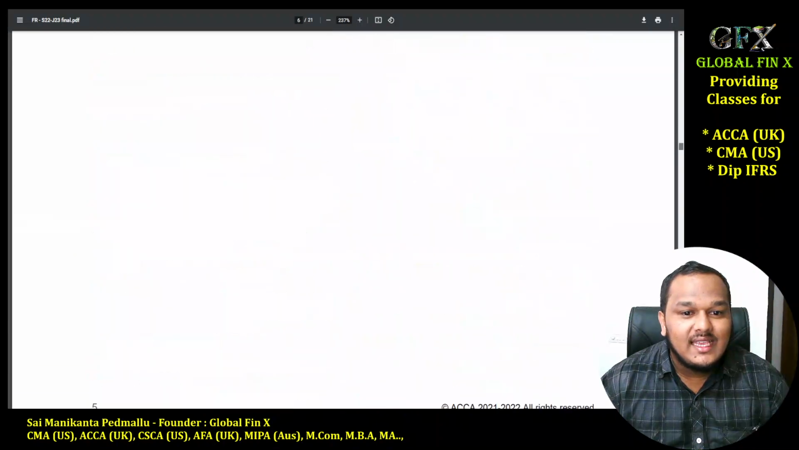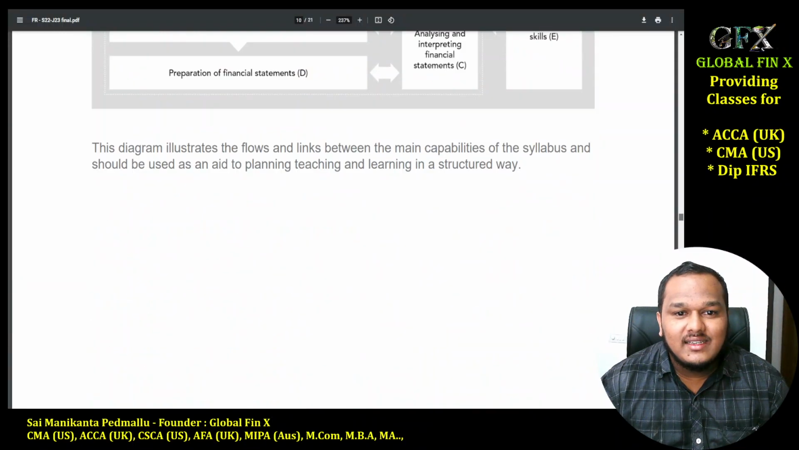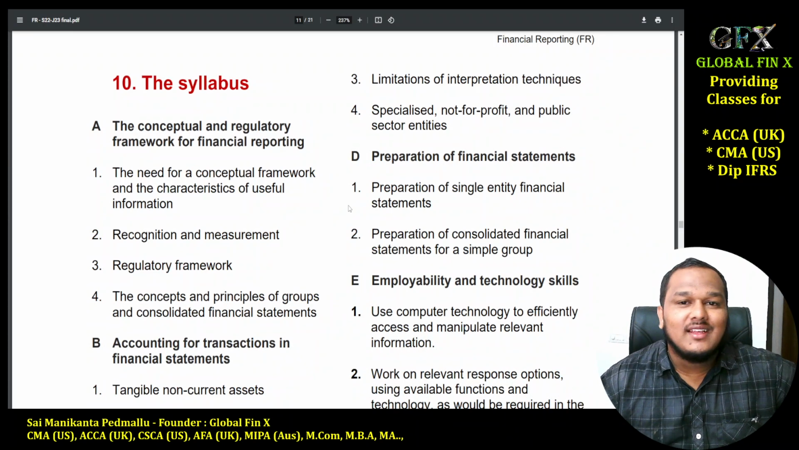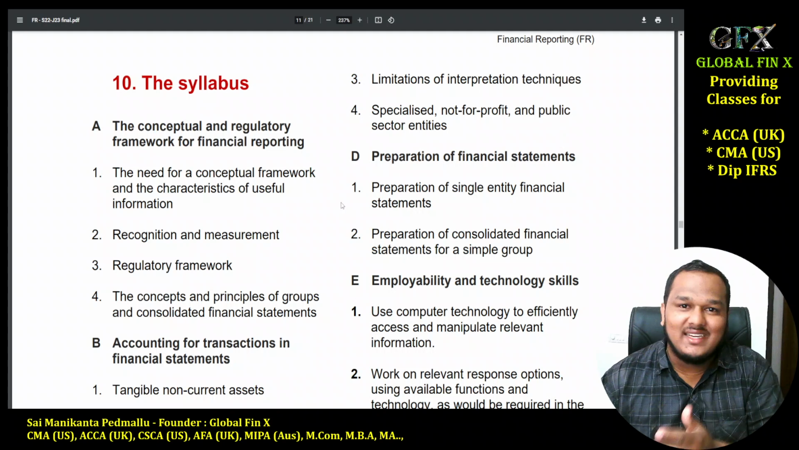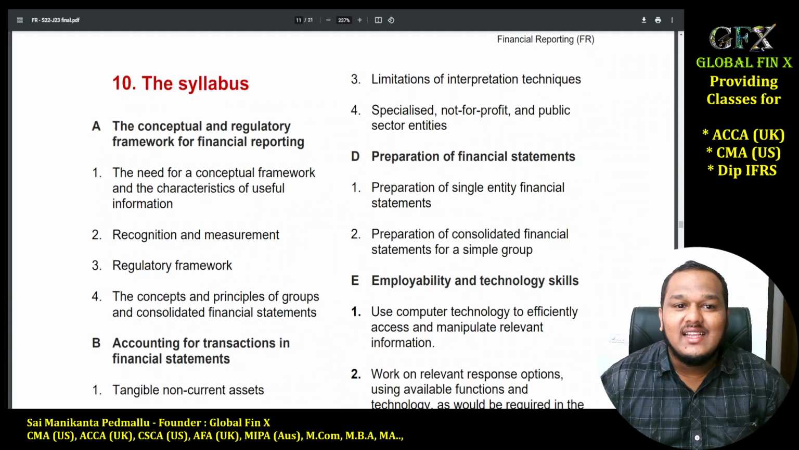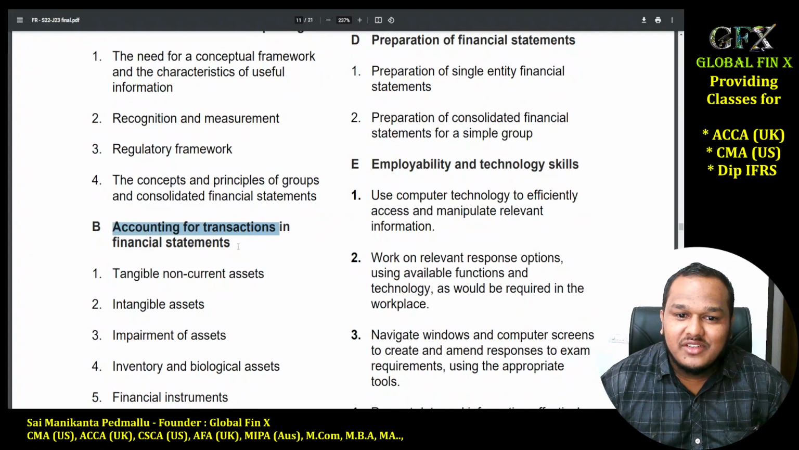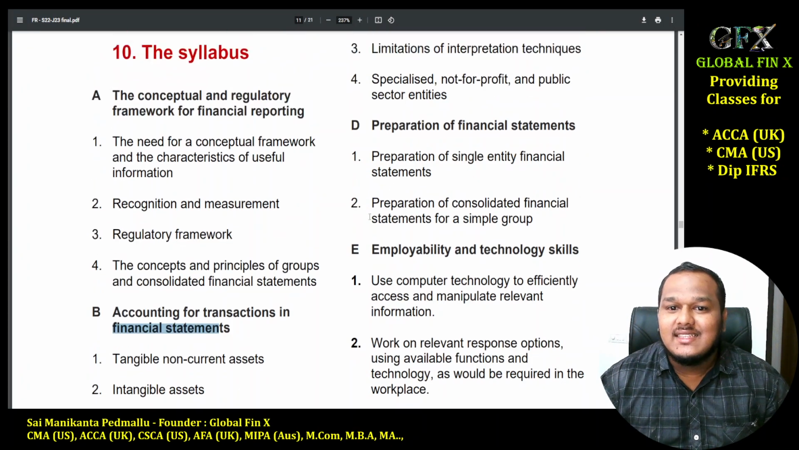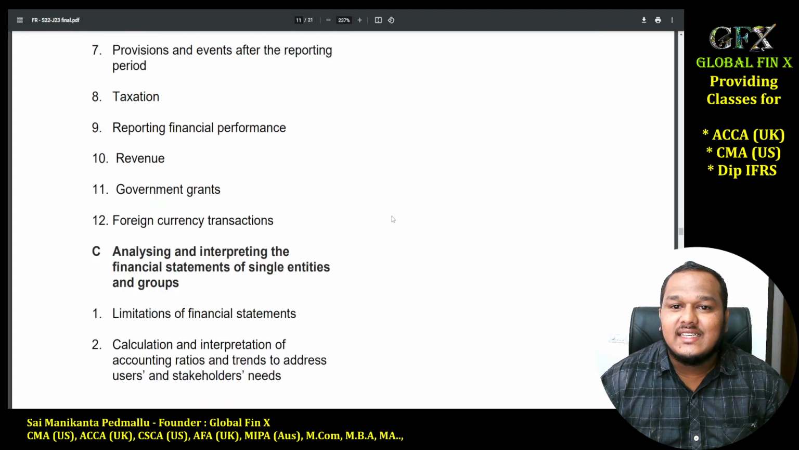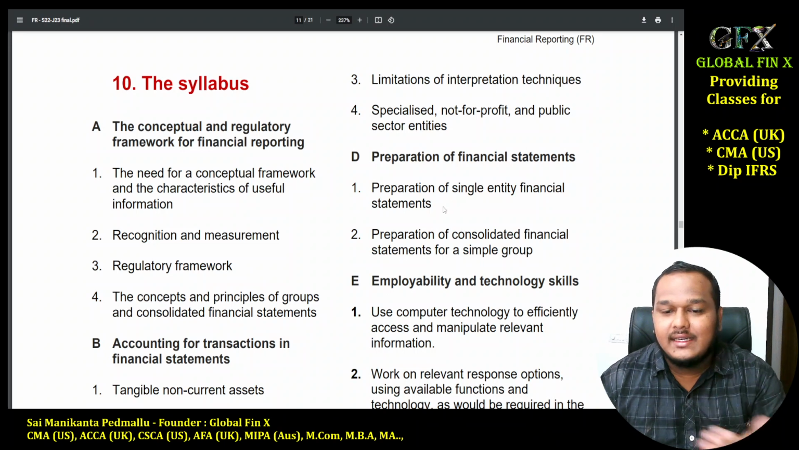If you see the ACCA syllabus of FR, they do not give you a Kaplan textbook or PPP material, whatever you are following. They do not give you a list of index with chapter names. ACCA gives you the syllabus in different sections. Section A, conceptual framework and regulatory reporting. Then section B, accounting for transactions in financial statements. Then section C, analysis of financial statements of single entities and group entities. Then section D, preparation of financial statements, consolidated and single entity.